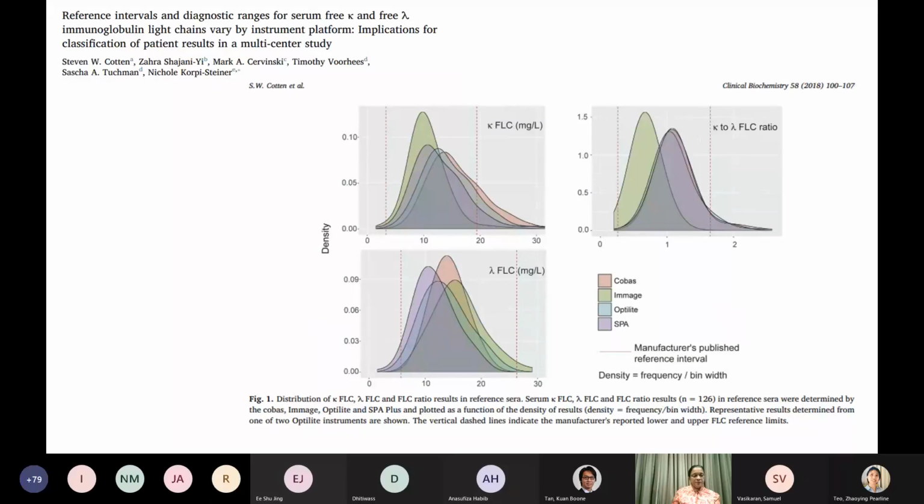Another study published in 2018 in Clinical Biochemistry Journal highlighted the variation in free light chain results by instrument platform using the same Freelite reagent. Therefore, it is important to monitor patients using the same method and same laboratory to avoid method and platform to platform variation. It is also important to state the method clearly on your report, so at least clinicians could see the difference between methods.